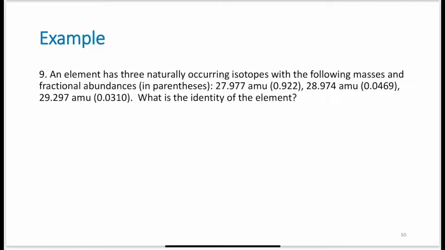Now, you may be able to guesstimate what element you're looking at here, since that's the identity of the element. You may be able to guesstimate the element based on where you see the mass lying here. You'll probably get pretty close. Some of these elements are really close together, so be careful doing that.